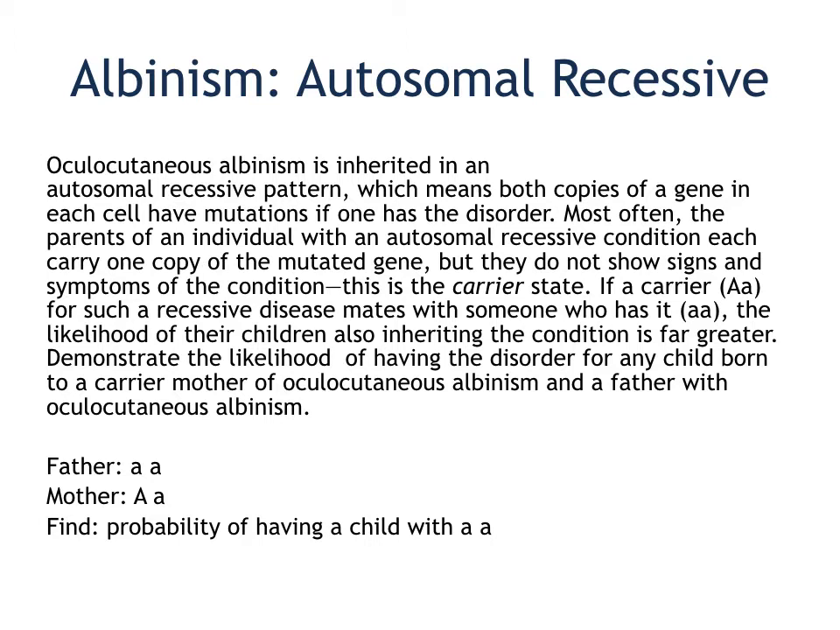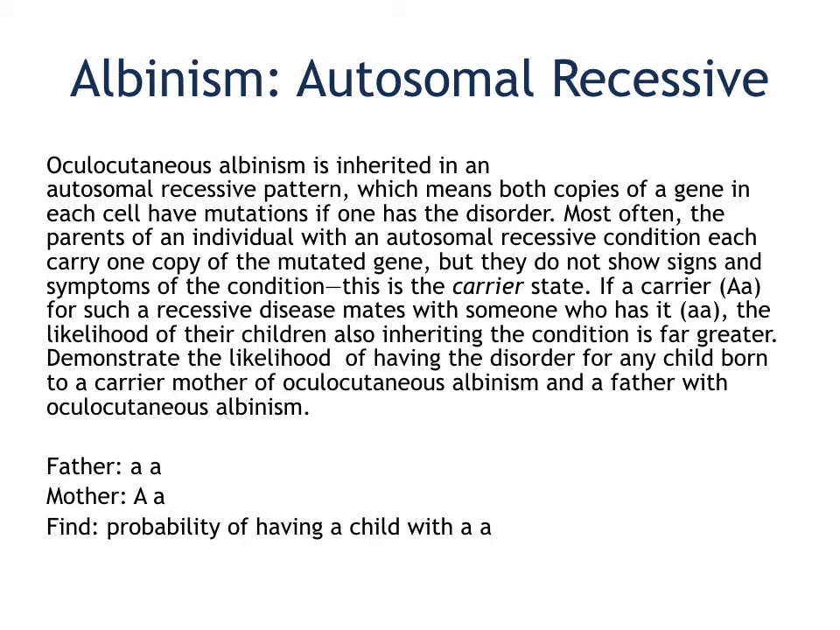A carrier for albinism will be heterozygous for this disorder, big A, little a, and if they mate with someone who is recessive for the disorder, meaning that they have the disorder, little a, little a, the likelihood of their children also inheriting the condition is far greater. So in this problem, you need to demonstrate the likelihood of having the disorder for any child that is born to a mother who is a carrier, big A, little a, and a father who has albinism. His genotype will be little a, little a.